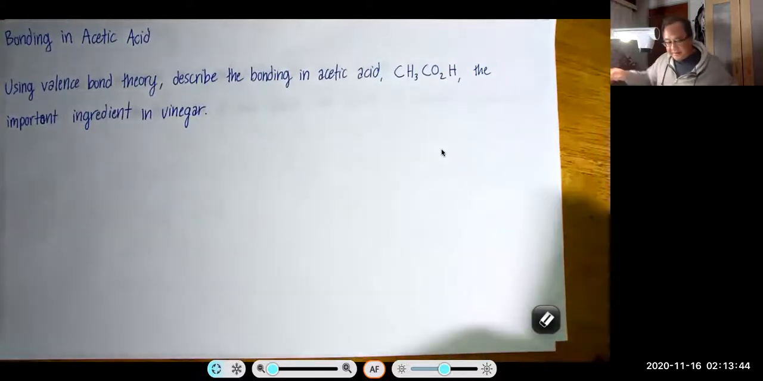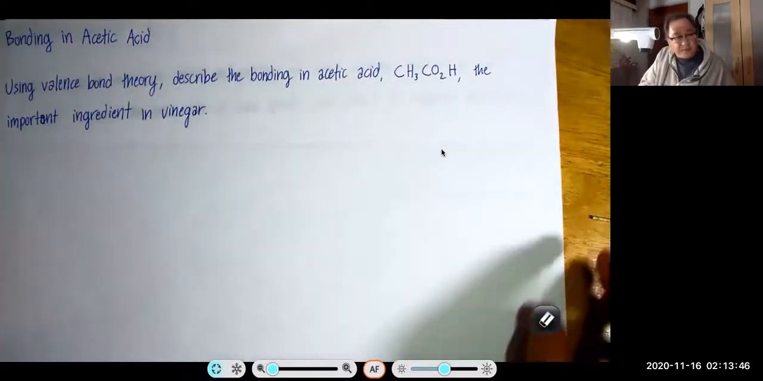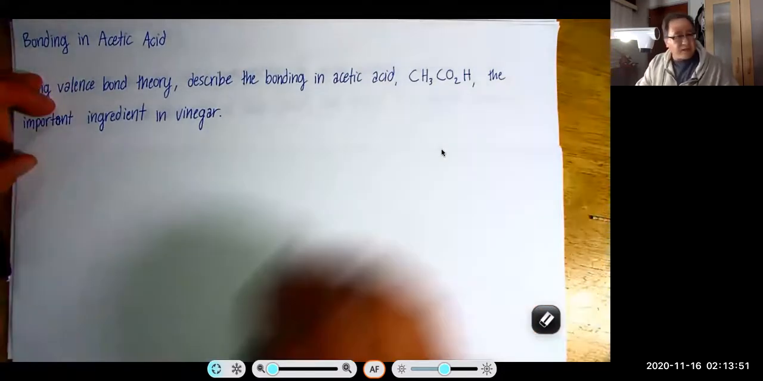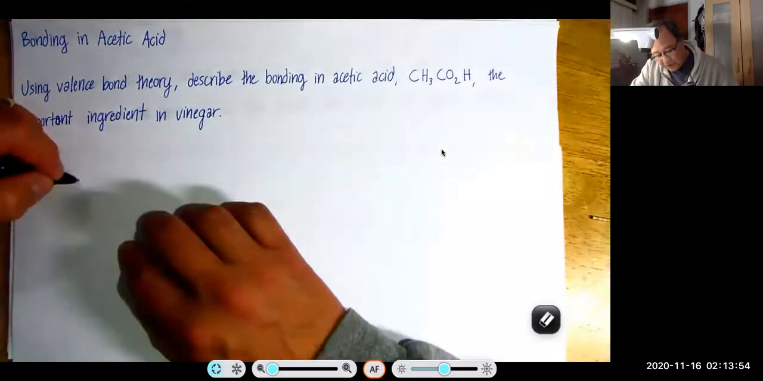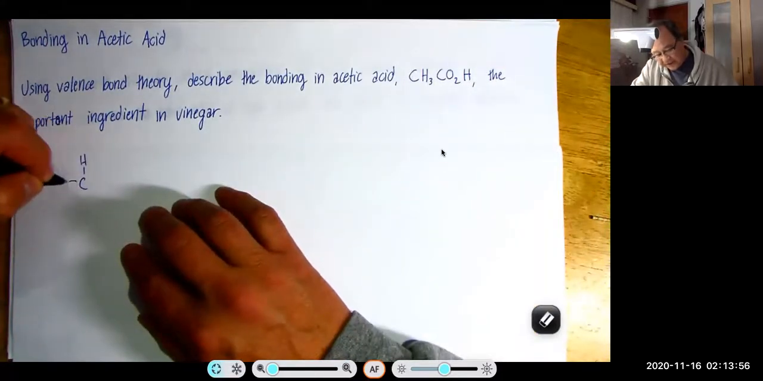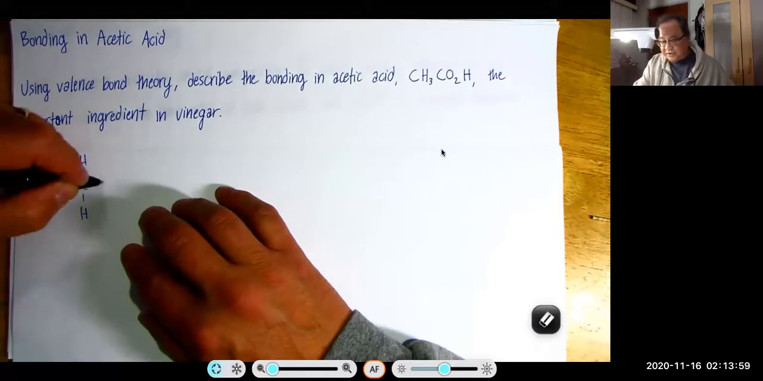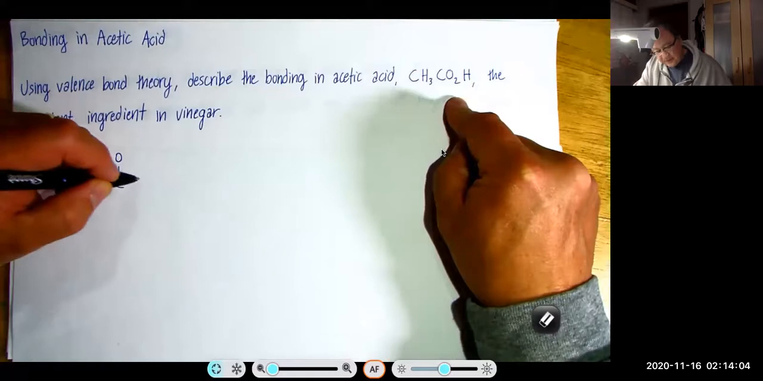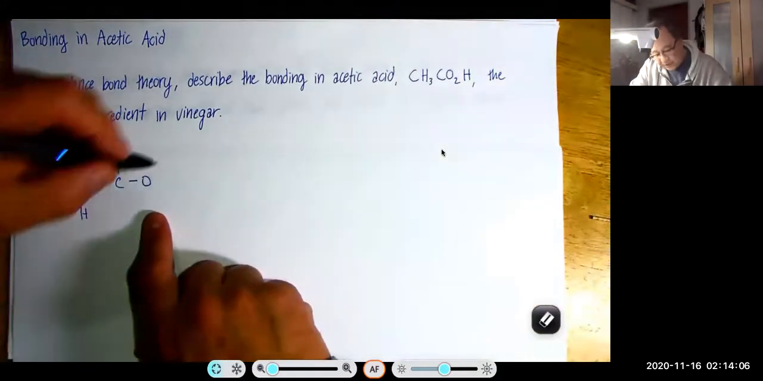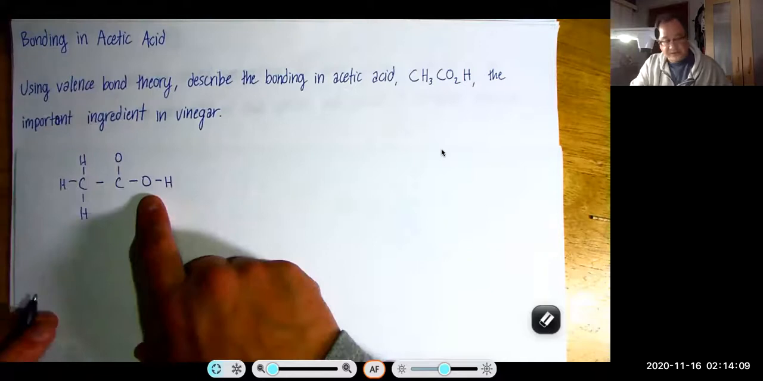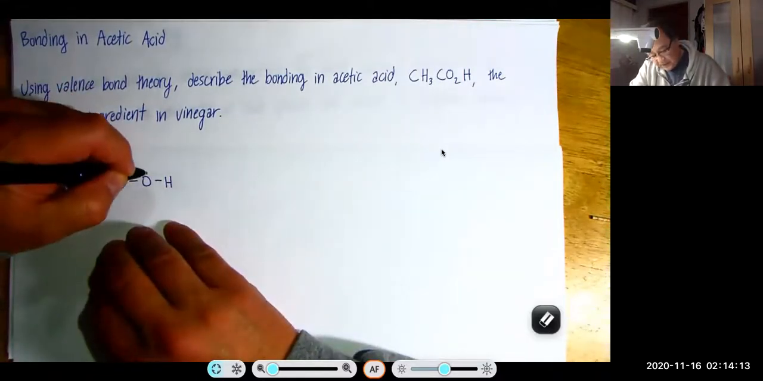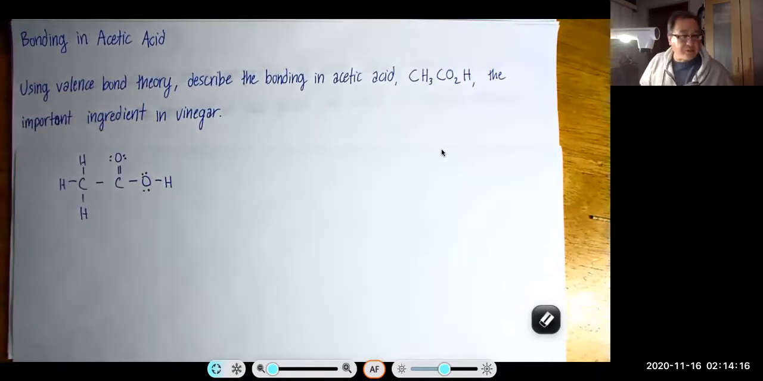Now let's look at bonding in acetic acid. So using valence bond theory, describe bonding in acetic acid. So here we want to get the right Lewis structure. And we know with the CH3, it's going to look like this. So here with the CO2H, we want to do this. And it makes the most amount of sense to put the hydrogen on one of the oxygens, otherwise it's not going to work. And this is what the structure is going to end up looking like, a double bond to this one oxygen.